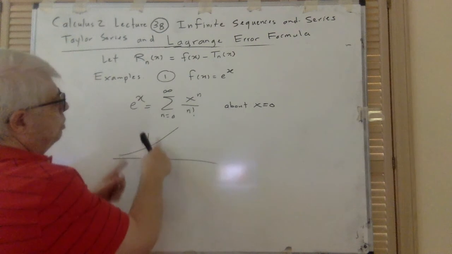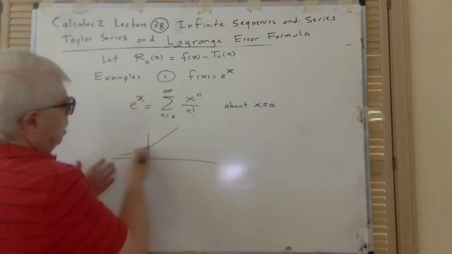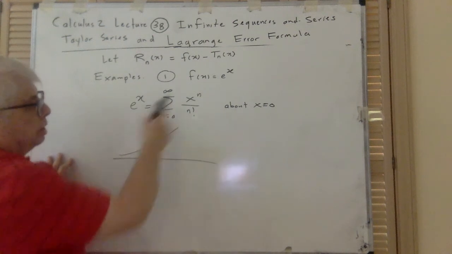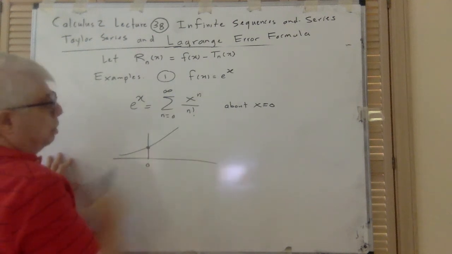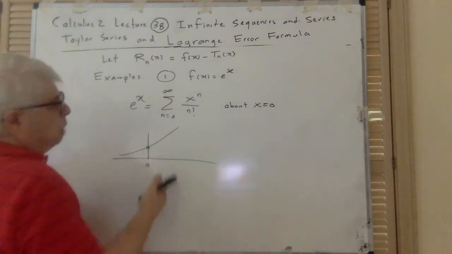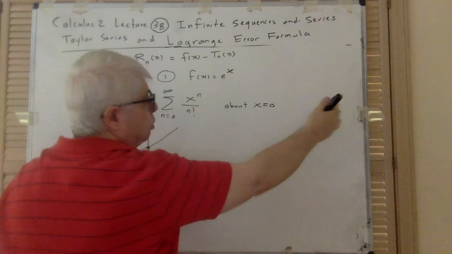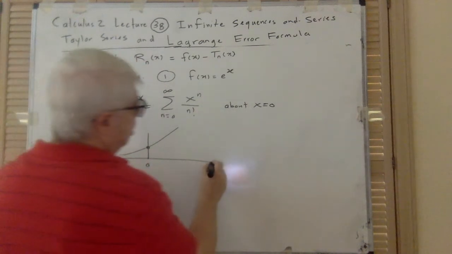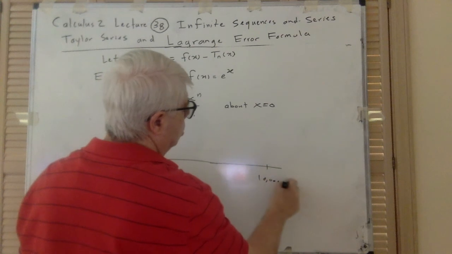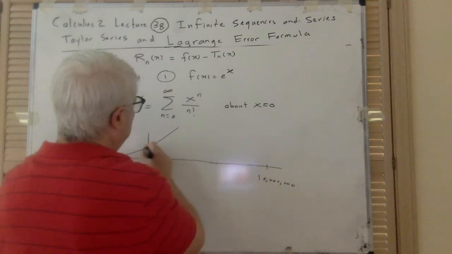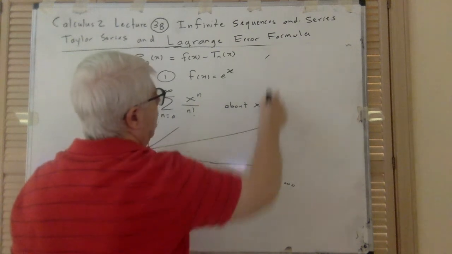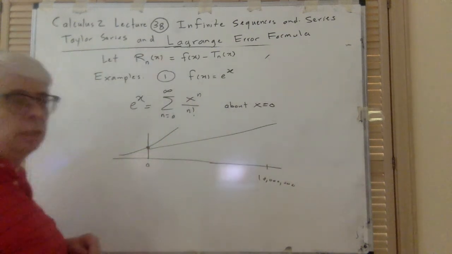If you graph this thing, you will see that it gets closer and closer to the graph of e to the power x as n gets larger and larger. But if you go further to the right, it is way too far. If I'm here, at 10 million, the approximate value might be here, and the function e to the power x is here. And there is a big error.